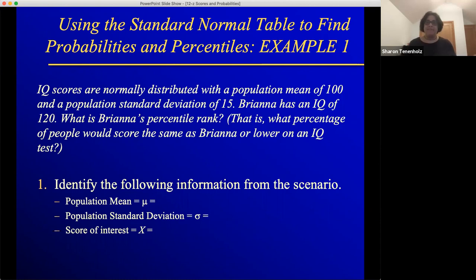Let's say Brianna has an IQ of 120. And if there is a Brianna in the class, I'm not picking on you. It's just a name I chose, although 120 is really good.